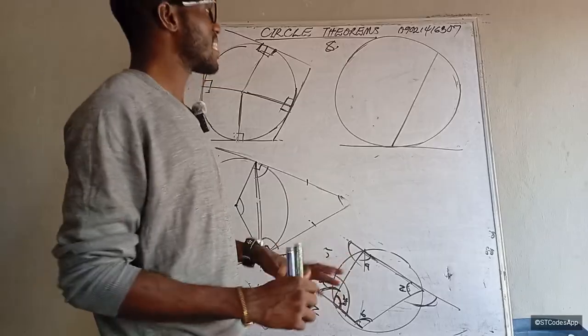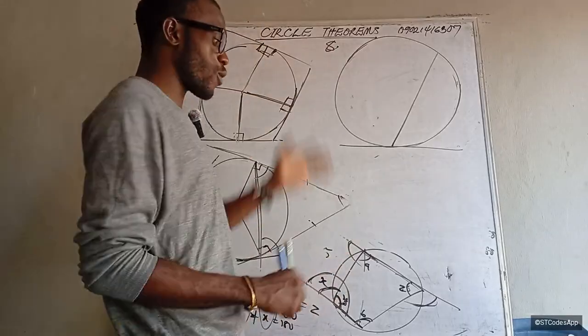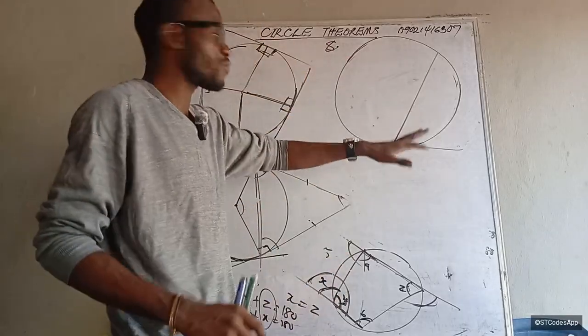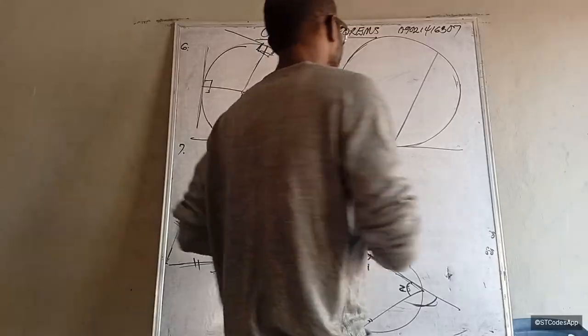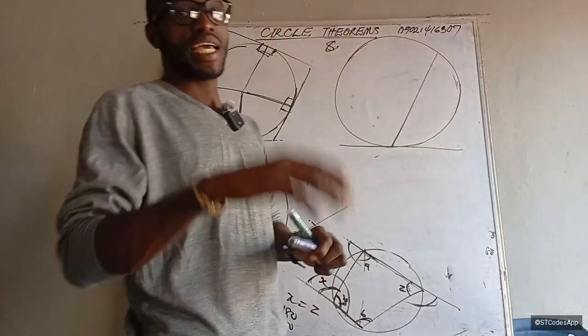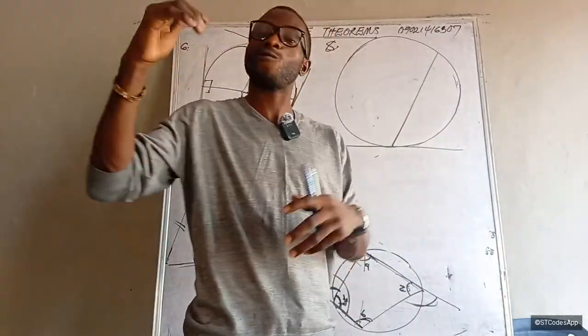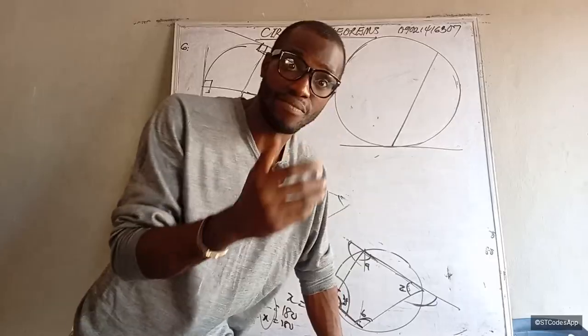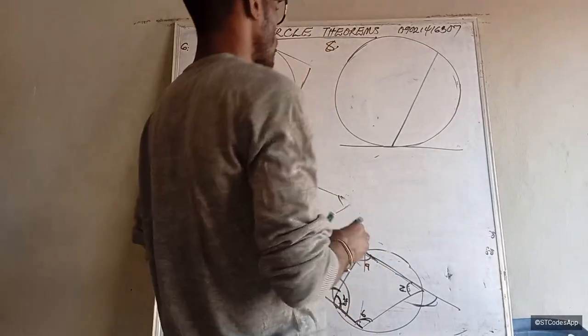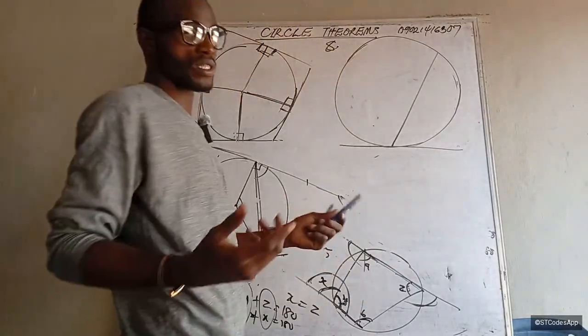So I said that you must see that axiom. Once you see a tangent and a chord, you must use this axiom. It's called the alternate segment theorem. It's like this: angles in alternate segments are equal. That is, this is another way to state it.